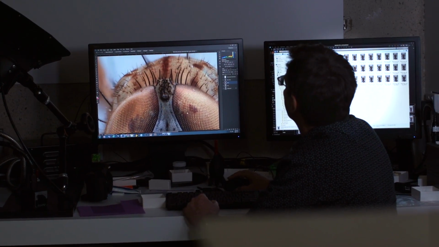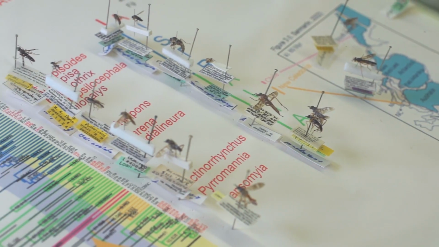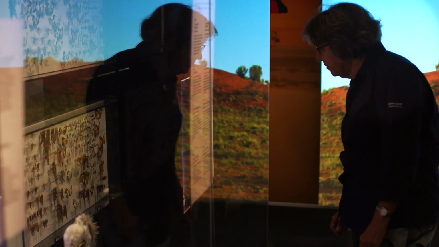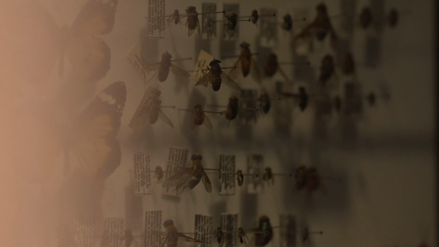I'm currently researching a group of flies, which are the stiletto flies. To do that, I'm looking at all the specimens that have ever been collected, and I try to work out which of those are described and which of those are not. And that means which of those actually have a scientific name, as in genus, species, and which are yet to be described.